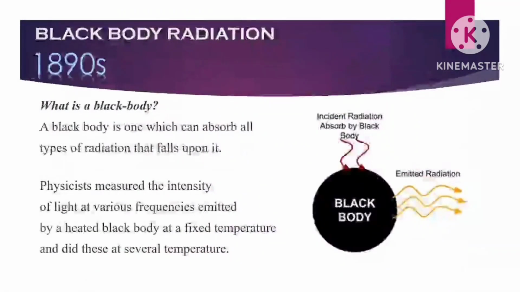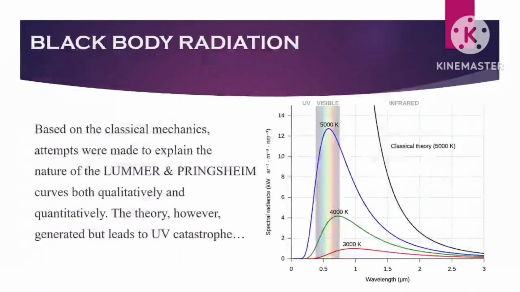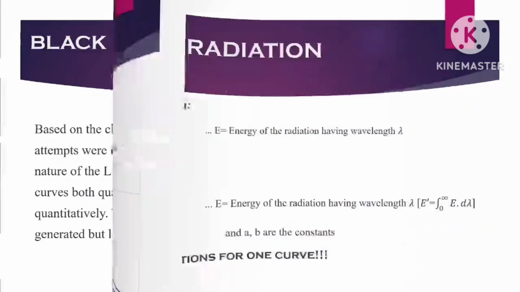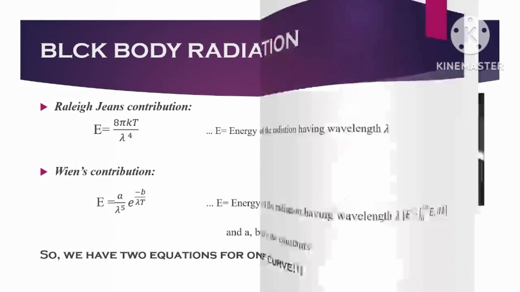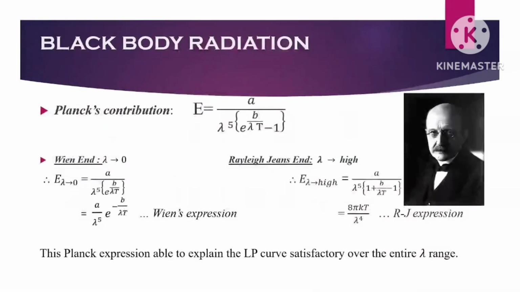Another experiment is called blackbody radiation. What is blackbody radiation? First of all, a blackbody is one which can absorb and emit radiation of all frequencies. This is called blackbody radiation. Based on the classical theory, attempts were made to explain the Lummer-Pringsheim curve, however it led to the ultraviolet catastrophe. Though Rayleigh and Jeans were able to explain the high lambda region of the curve and Wien the low lambda region, we got two expressions for one curve. Later on, Planck gave a satisfactory explanation over the entire lambda region.